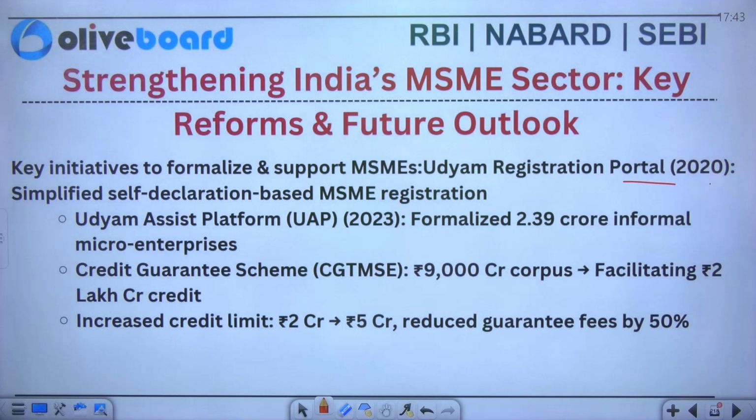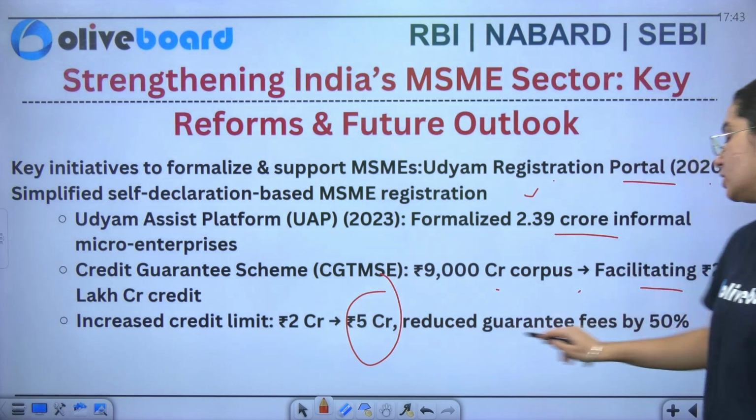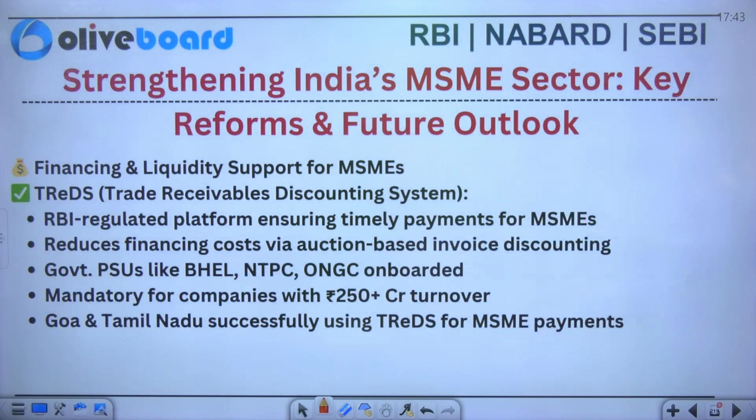Simplified self-declaration plan that is based on the MSME registration, the Udyam Assistance Platform. It has formalized 2.39 crore informal micro enterprises. The Credit Guarantee Act has given 9,000 crore of corpus, facilitating 2 lakh crore of credit. Increased credit limit, from 2 crore how much has it gone? It has been 5 crore. Now the reduction in the guarantee fees by 50% is seen.